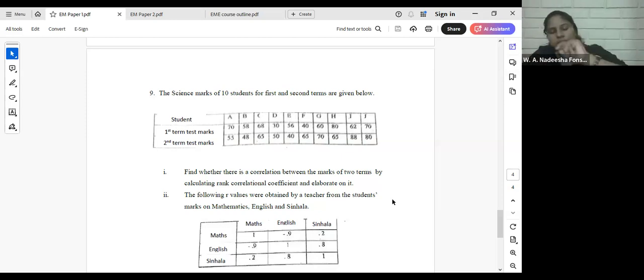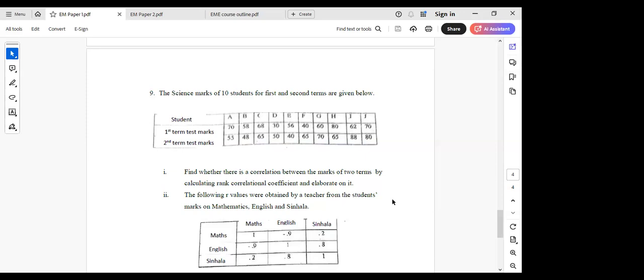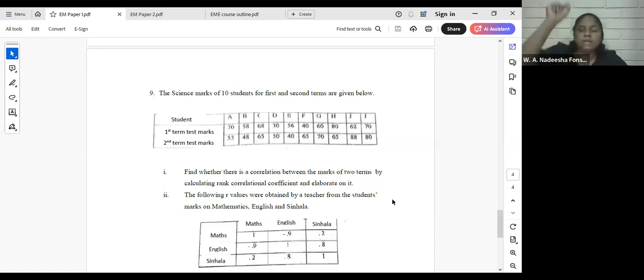So when ranking, is the number 1 given for the highest or lowest value? Highest value, yes, number 1 for the highest value. Like that, you have to put numbers 1 to 10 there. Then for Y, the second term marks, also. Now you have given the ranks, RX and RY.